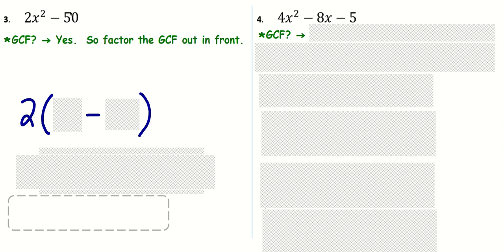Because both of these terms don't have an x. This one has an x squared or a couple factors of x, but this one doesn't have any factors of x. So there's no x factors in common. So the only GCF is 2. And when you divide out a 2 from this term, what's left over is x squared. And when you divide a 2 out from the 50, what's left is 25.